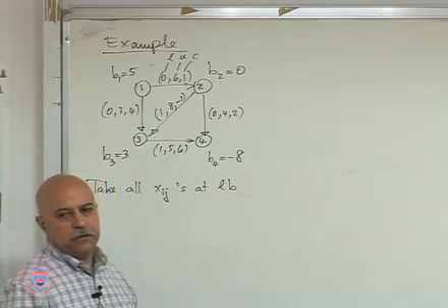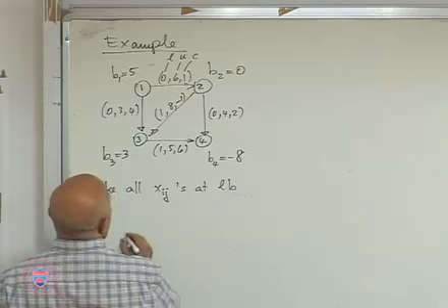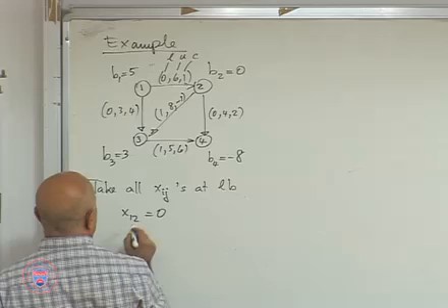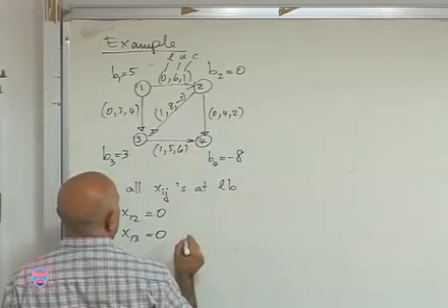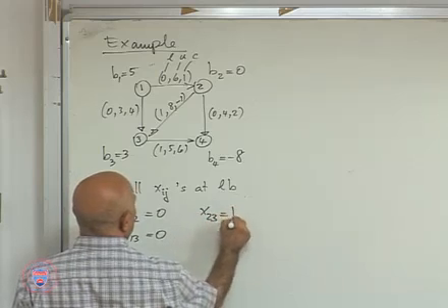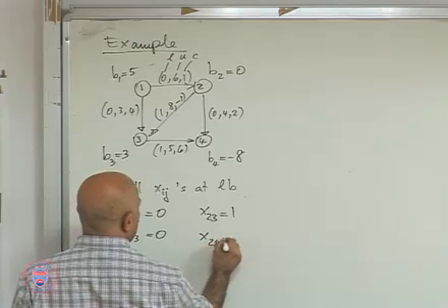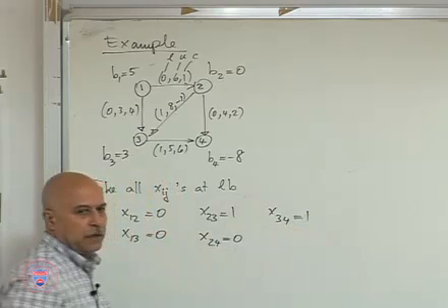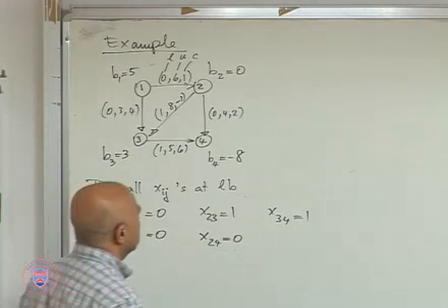So let's assume we take all the xij's at the lower bound. You can take it in a different way also. So x12 is equal to 0. x13 is 0. x23 is equal to 1. x24 is equal to 0. And x34 is equal to 1. That's the initial proposed set of values for the non-basic variables. So we take that.